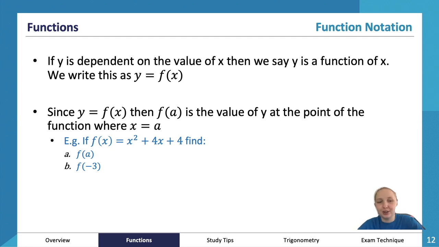So we have come across our first example question for today. If f of x is equal to x squared plus 4x plus 4, find f of a and then f of minus 3. I will give you guys about 30 seconds or so just to have a go at this question. If you need more time, pause the video and then we'll go through it together.